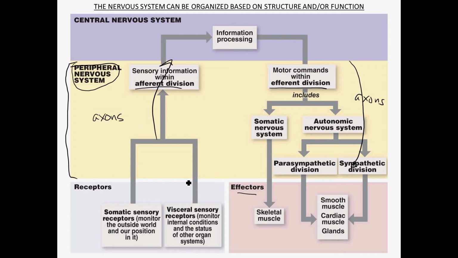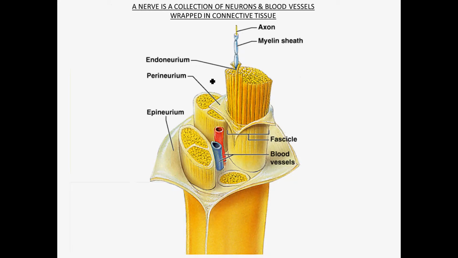Right? So with this in mind, let's talk about the structure of a nerve. We've done this in class, also in previous screencasts, where a nerve is an organ. It's a collection of neurons and blood vessels wrapped in connective tissue. So going from outside to in, we have the epineurium, which is a connective tissue layer, and then inside that epineurium are bundles of fascicles. So here we see a fascicle, and that fascicle is wrapped by another connective tissue layer called the perineurium.